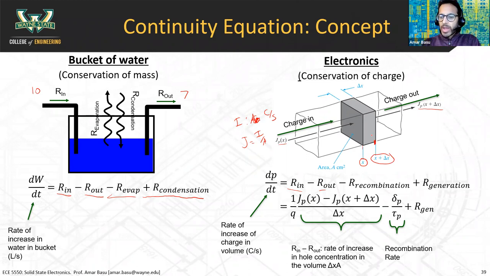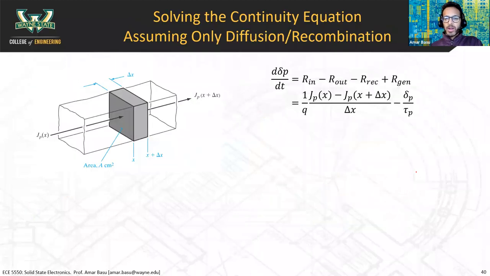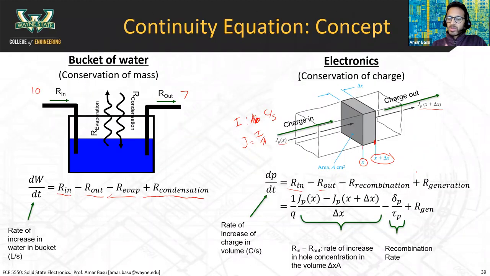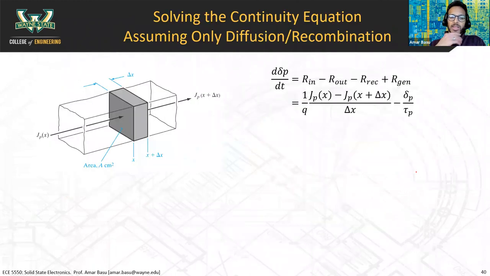The rate of recombination is delta p divided by tau p. Delta p is the excess hole concentration divided by the carrier lifetime. So this is another form of the recombination rate. We haven't gone over this before, but this is something that you can note down to yourself. This is an important equation. The excess hole concentration divided by the carrier lifetime will give you the recombination rate. And the generation rate, we are assuming for the time being that there's no generation. So where does the equation come from? Or how can we use this to derive the continuity equation? This is what we're going to do in this next slide here.